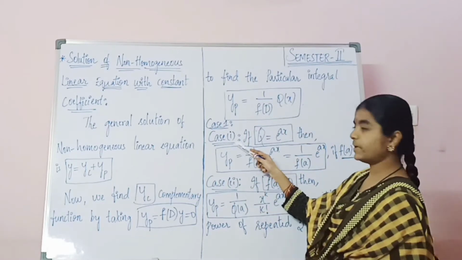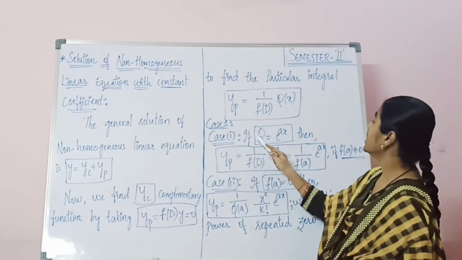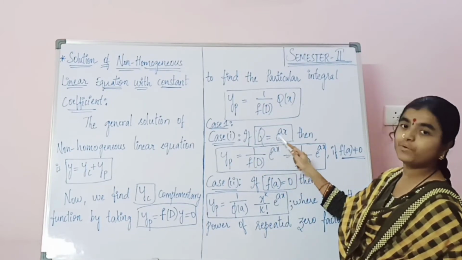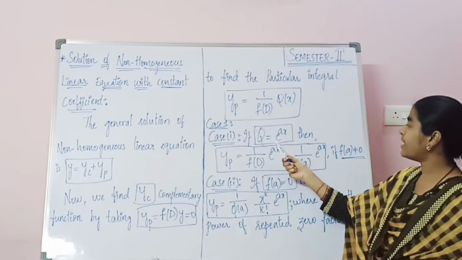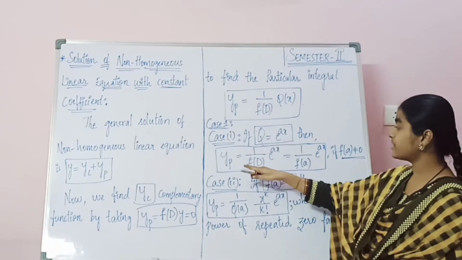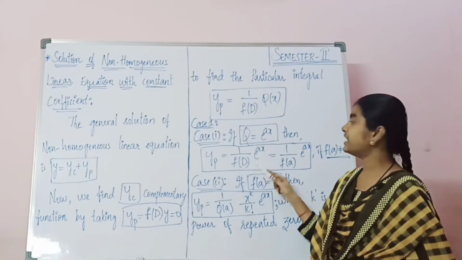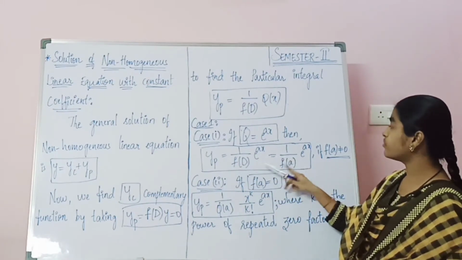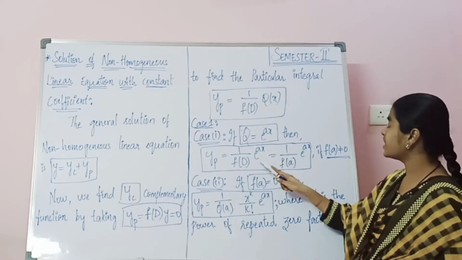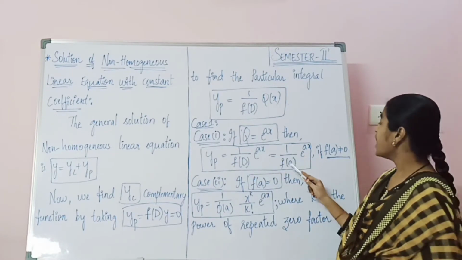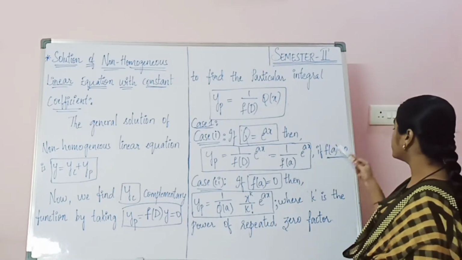Now in case 1 there are two bits. Let us discuss one by one. First bit: if Q equals e power ax, then what is yp, that is the particular integral? Here yp equals 1 by f of D into e power ax, which equals, in place of D we take a, 1 by f of a into e power ax, if f of a is not equal to 0.